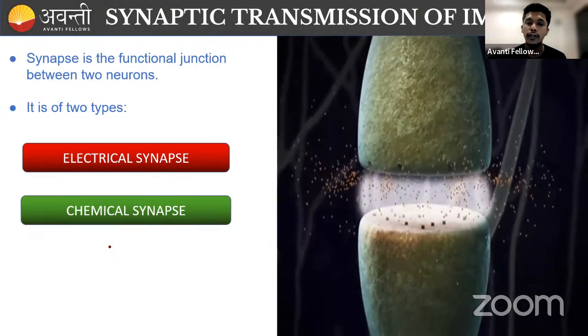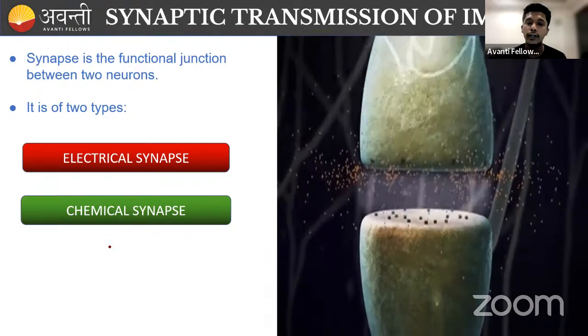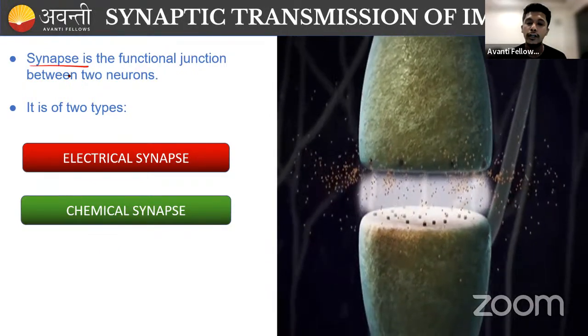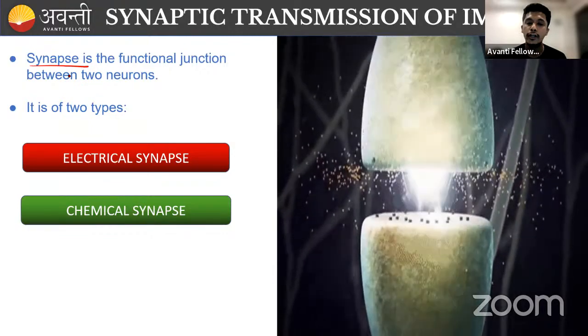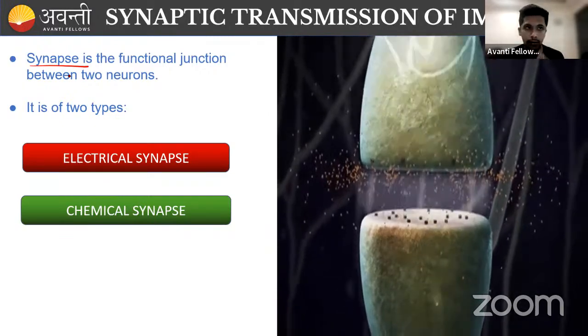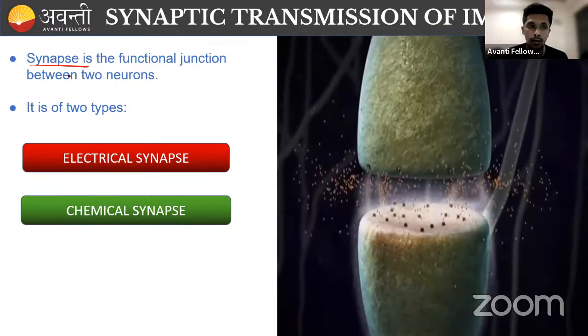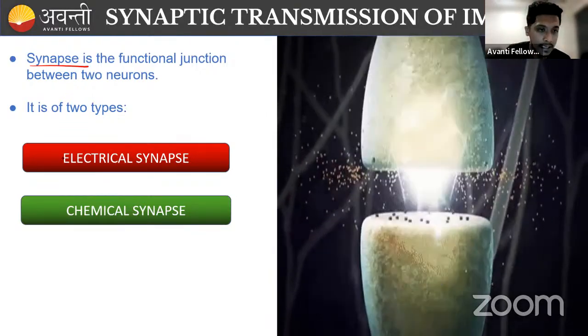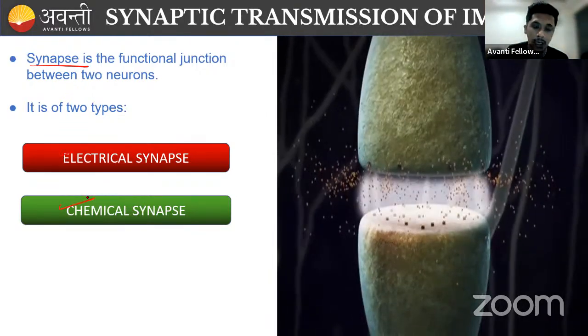So this point we call a junction. We have a name for this junction, and that junction is called a synapse. A synapse is a functional junction between two neurons where the exchange of the impulse takes place. There are two types of synapse that we can see: one is an electrical synapse, the other is a chemical synapse.